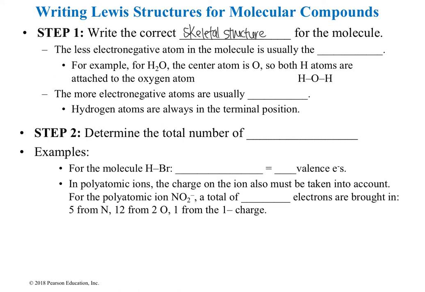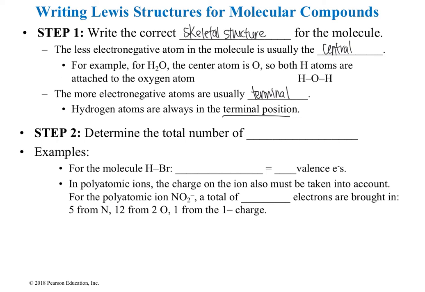That sometimes is the trickiest part. But usually the less electronegative atom is in the center. Which is funny because oxygen is not less electronegative than hydrogen, but hydrogen will always be a terminal atom, so it will only be connected once. So usually the more electronegative atoms are terminal, usually.